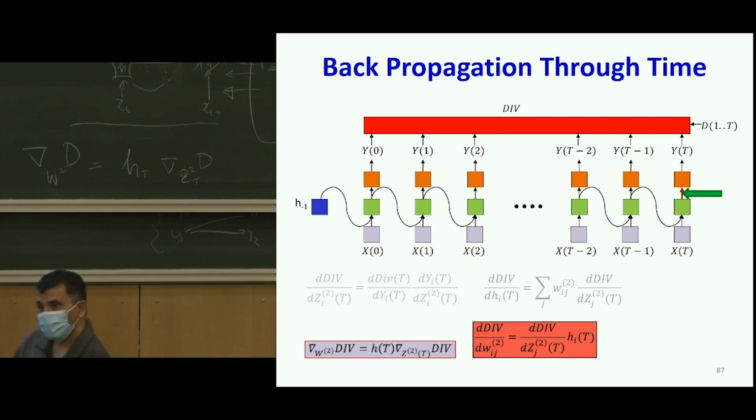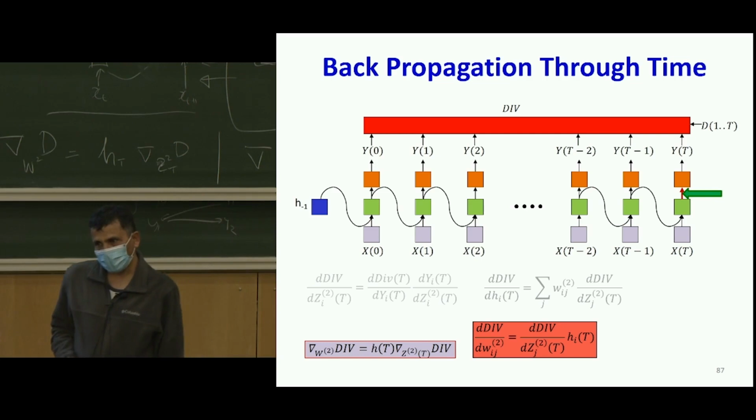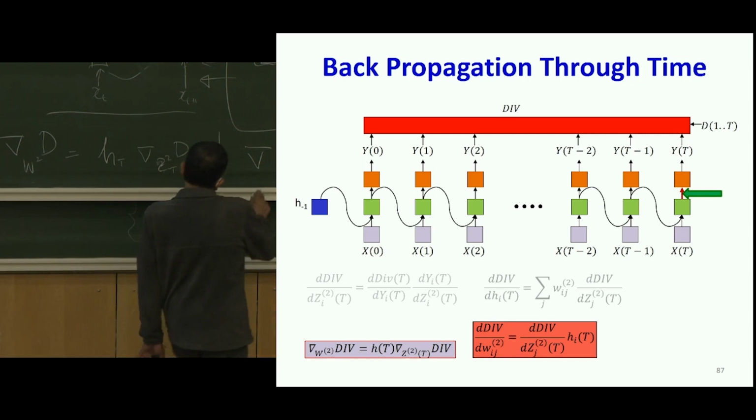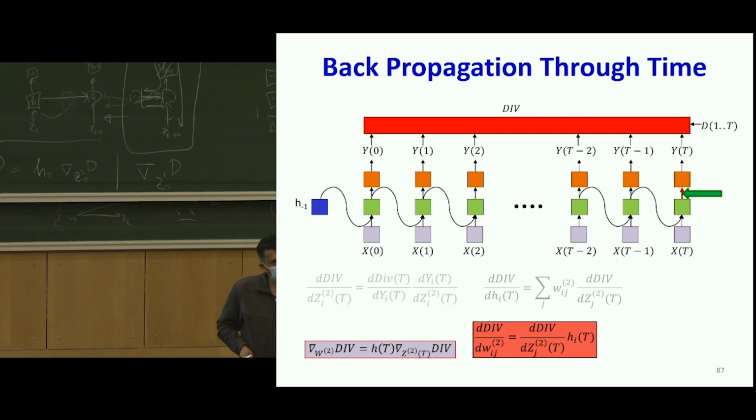And then what would the next step be, going back? Sanjana, what would the next one be? That's the derivative of the divergence with respect to the affine value at that layer, at the hidden layer. So what is that value going to be? Guys, we've been through this so much that you should be able to do it blind. Ameya, can you tell me? Everybody's asleep, right?